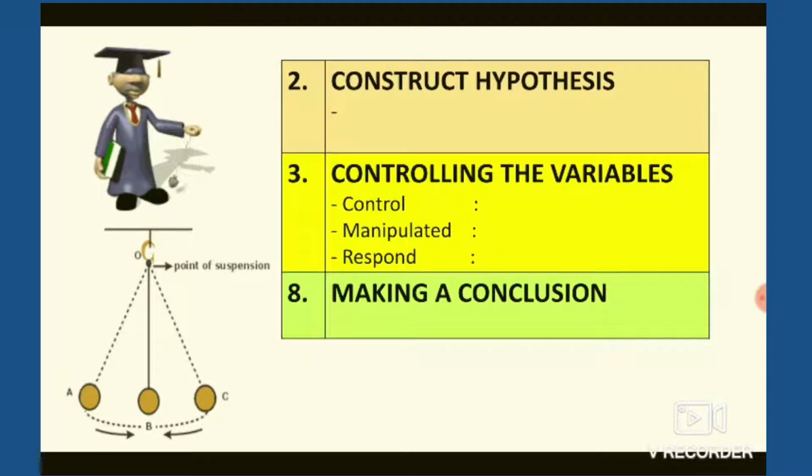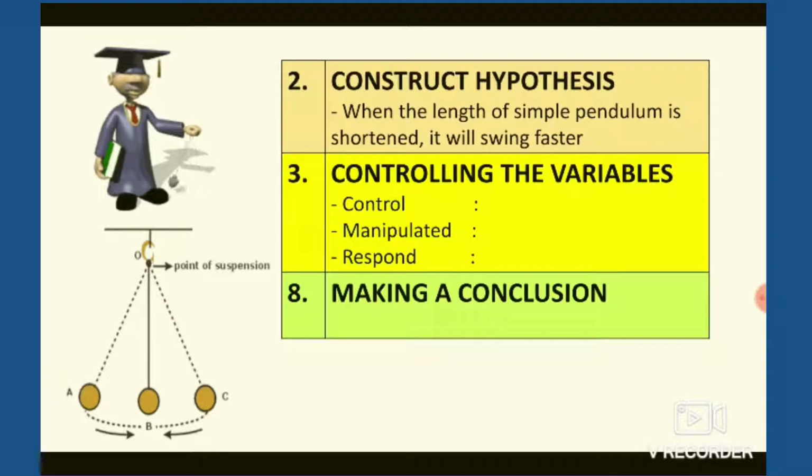Let's take a look at this experiment report. Okay, hypothesis. When the length of simple pendulum is shortened, it will swing faster. Yes. This is just the hypothesis. Hypothesis means the initial explanation.